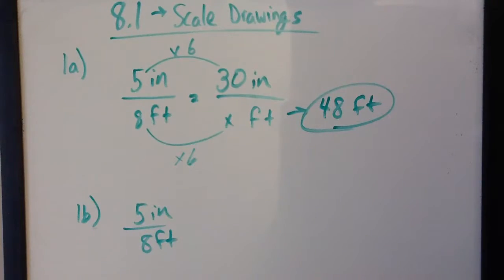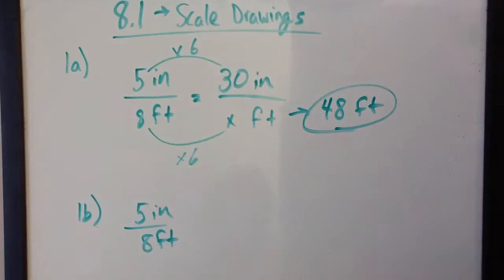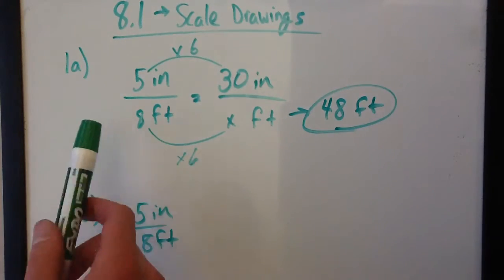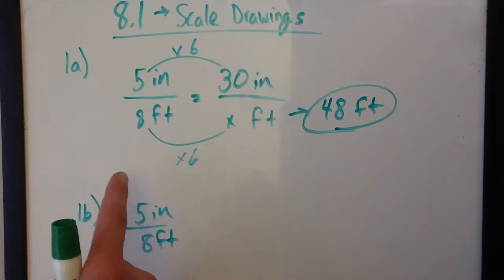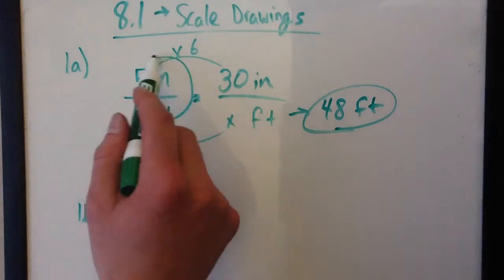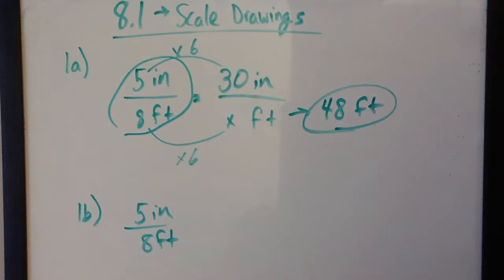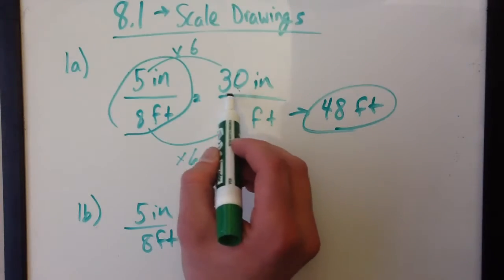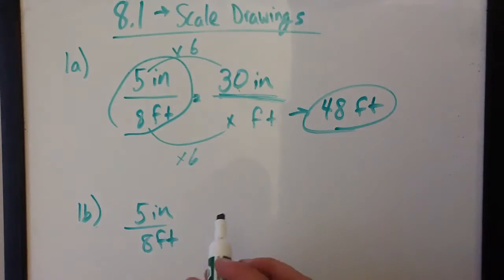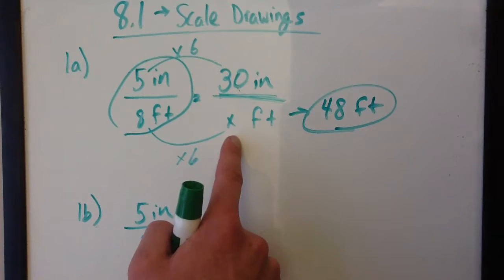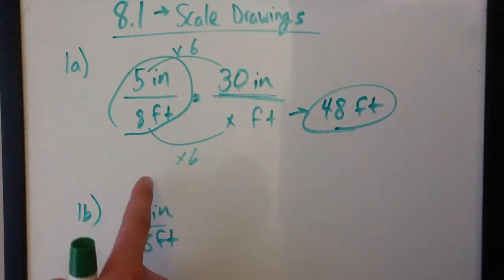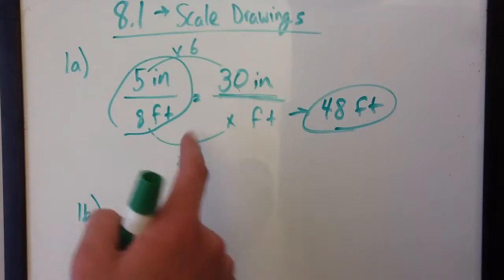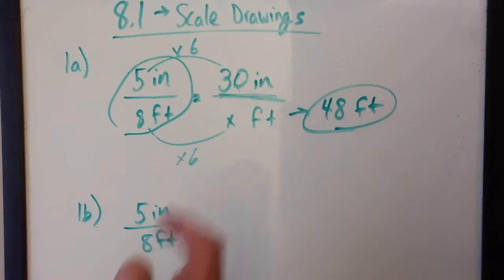Okay, 7th grade in lesson 8.1, we're talking about scale drawings. And number 1A that we did in class from worksheet D, we used our scale factor of 5 inches to 8 feet. And we're told in question 1A that the wall in the blueprint is 30 inches. So if we know the wall in the blueprint is 30 inches, we can figure out the size of the actual wall. Here we set one ratio of inches to feet equal to another ratio of inches to feet.